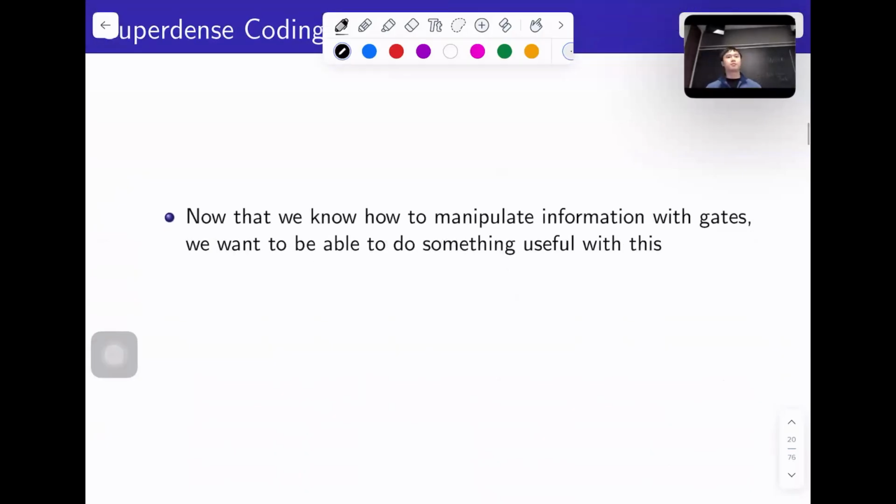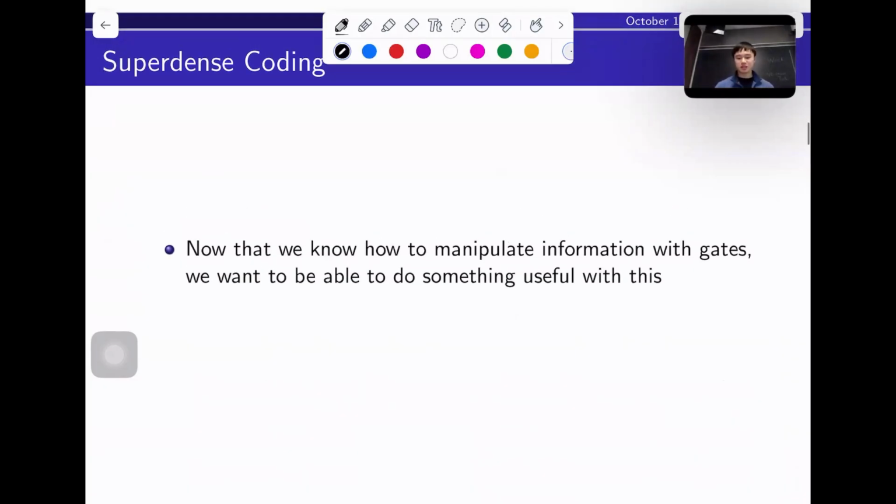Okay. So now we're going to talk about our first quantum protocol, basically a simple algorithm for doing something useful. This one is called superdense coding. Or maybe I should ask, for the sake of time, would you be more interested in learning about superdense coding or quantum teleportation?